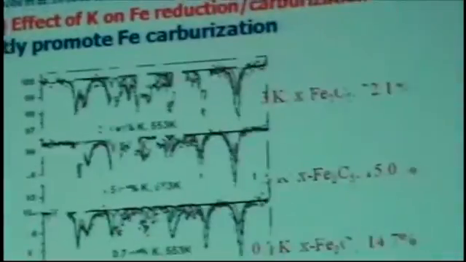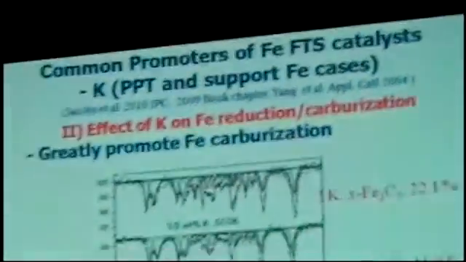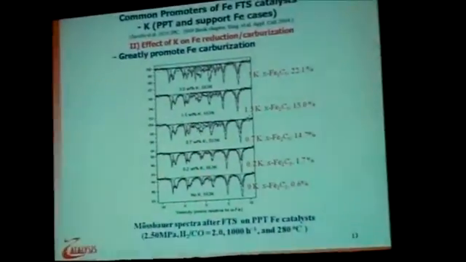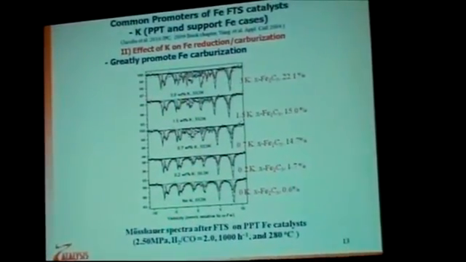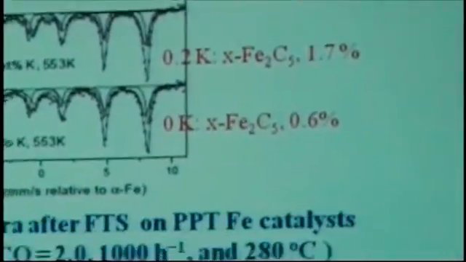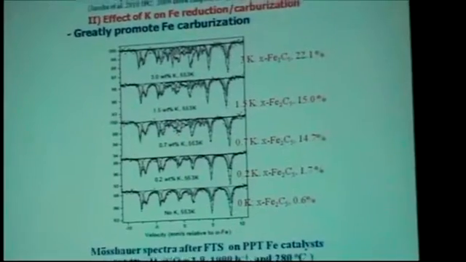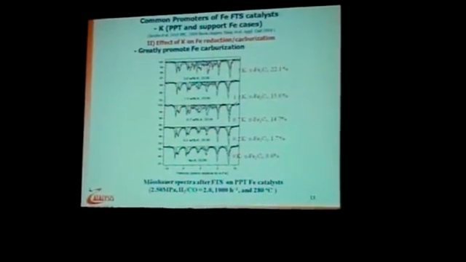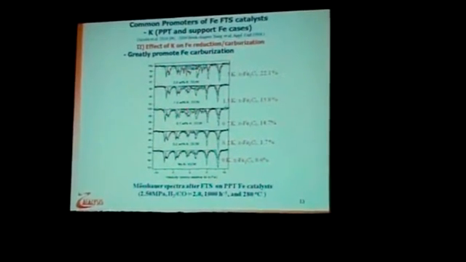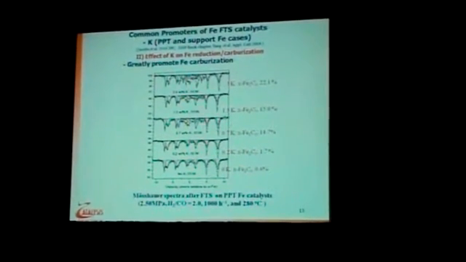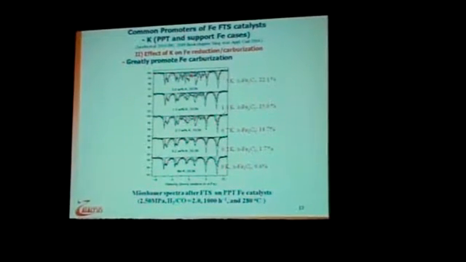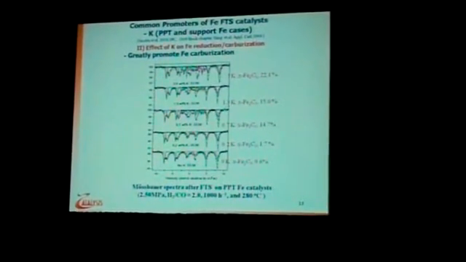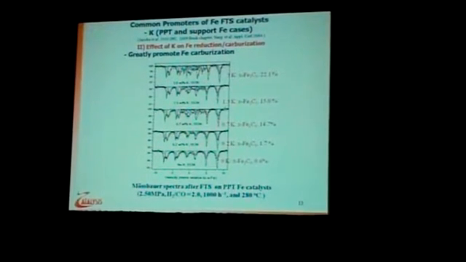Some people use the most powerful technique to get the same conclusion, and these are the most powerful results on the iron potassium catalyst, which is from literature. As potassium increased from 0 to 3%, the amount of iron carbides increased from 1 to 20%. Apparently, potassium promoters significantly improve the iron carbonation speed.